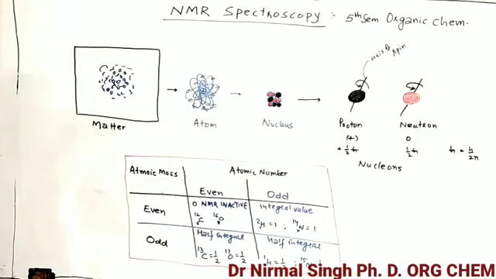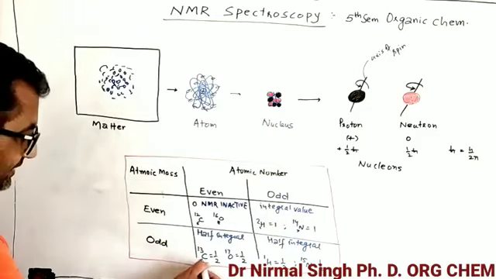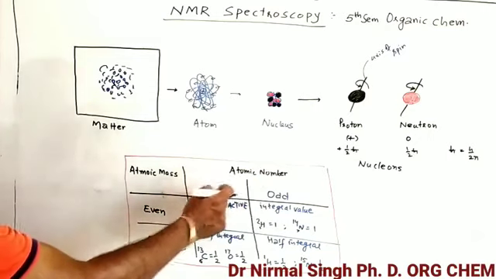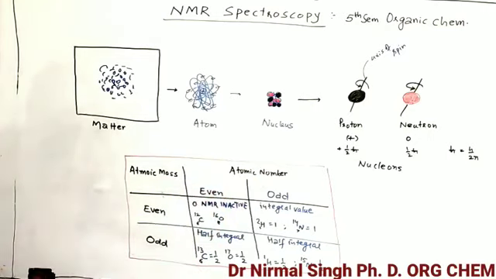Half integral, like carbon 6. The atomic number is 6, which is even, but the mass number is 13. You can see the mass number is odd, so its net spin value is half. This is C13, and C13 NMR is well known for the structure determination of novel organic compounds. Again we have oxygen, atomic number 8, which is even, and mass number 17, which is odd. It also has a half-integral spin.